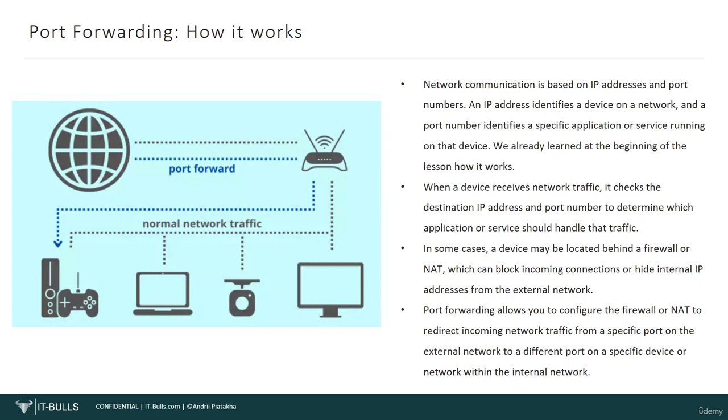In some cases, a device may be located behind a firewall or NAT, network address translation, which can block incoming connections or hide internal IP addresses from the external network. Port forwarding allows you to configure the firewall or NAT to redirect incoming network traffic from a specific port on the external network to a different port on a specific device or network within the internal network.